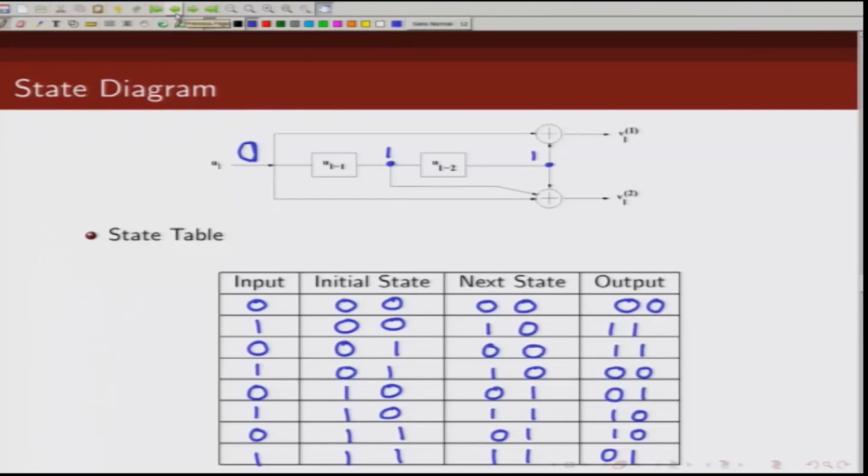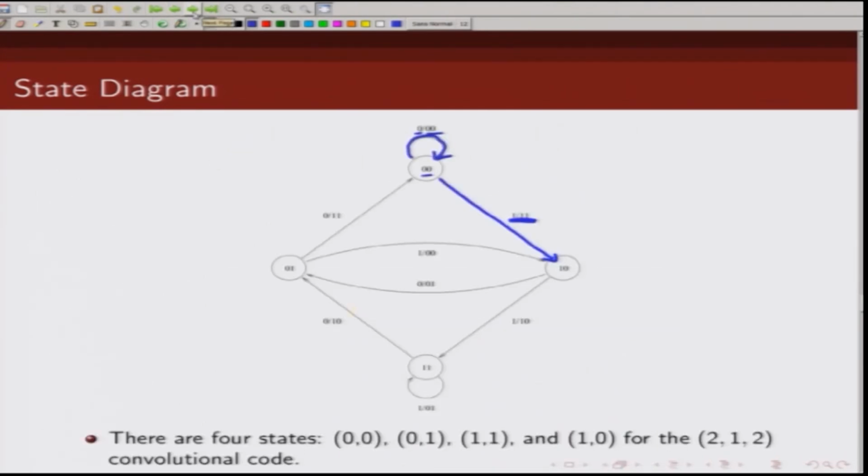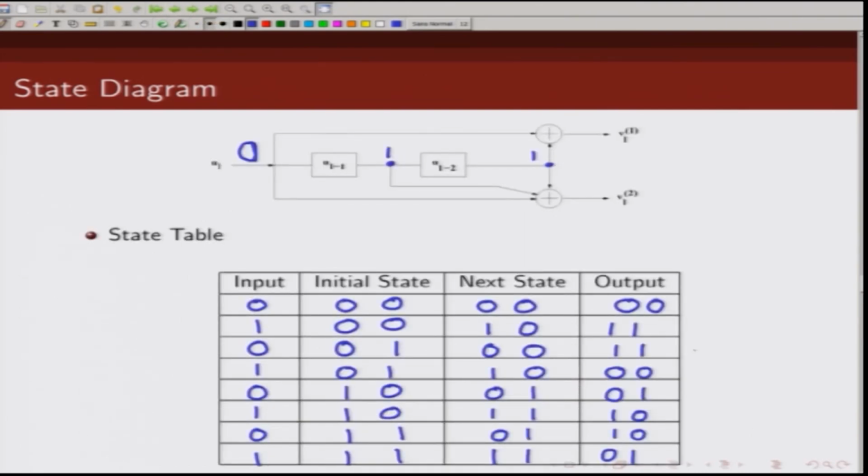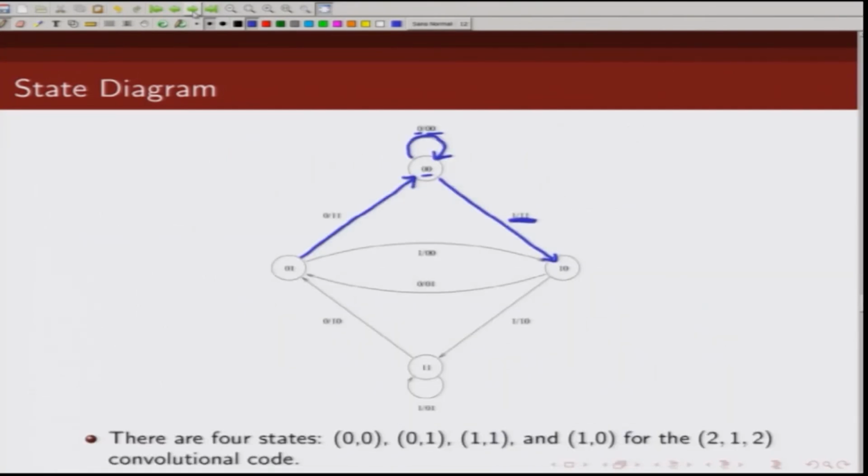So, if the initial state is 0 1, and you get a 0, you move to 0 0 state and output is 1 1. So, this is taken care of. If you are in initial state 0 1, you receive a 1, you move to 1 0 state and output is 0 0. You are in 0 1, you receive a 1, you move to state 1 0, input is 1, output is 0 0.